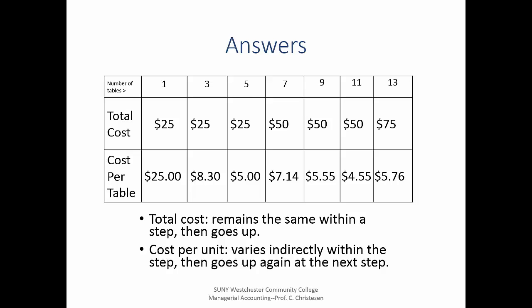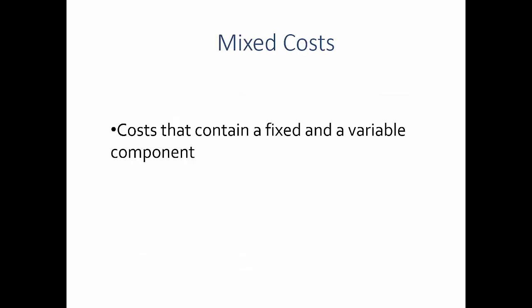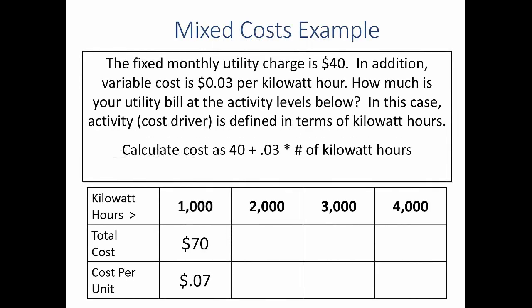Finally, let's look at mixed costs. These are costs that have both a fixed and a variable component. Utilities such as electricity are typically mixed costs. In this example, our cost is $40 a month plus 3 cents for each kilowatt hour used. Again, take a minute to pause the video and fill in the rest of the costs.